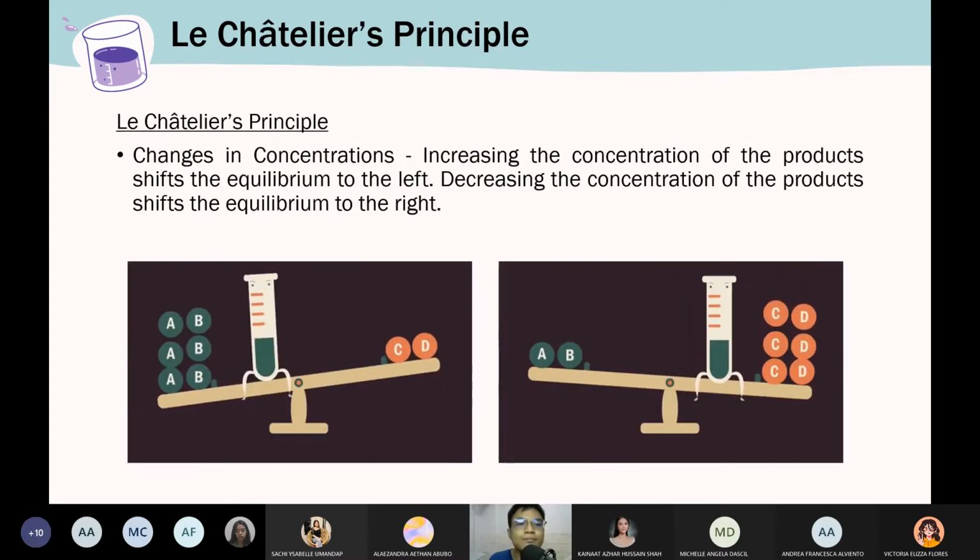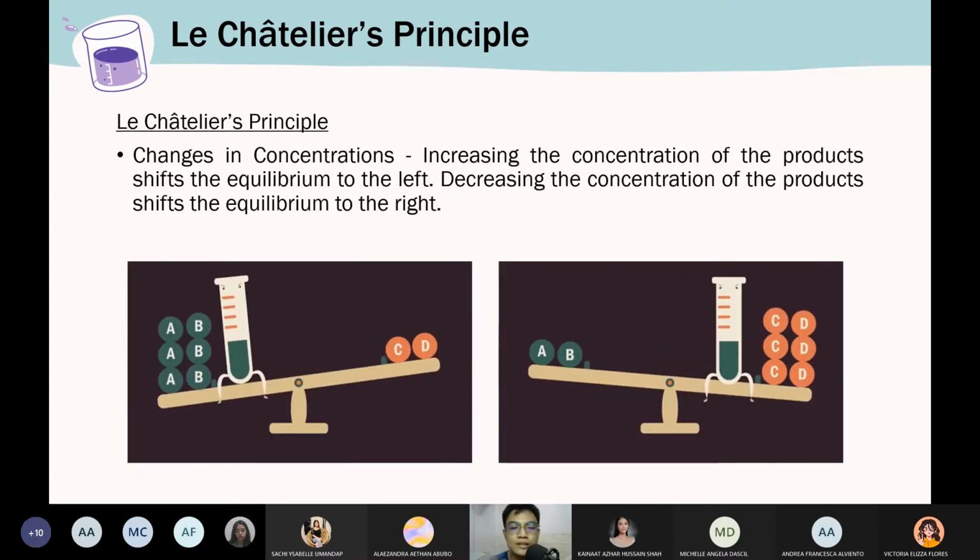Okay? So what are the stresses? Number one, the changes in the concentration. Always remember that when you increase the concentration, it will push the reaction to the other side. Okay? So what do I mean by that? Kunwari, yung reactant mo, dinagdagan mo, the reaction will push itself to the product side. And kapag yung product side dinagdagan mo, mapupush yun to the other side, the reactant side.